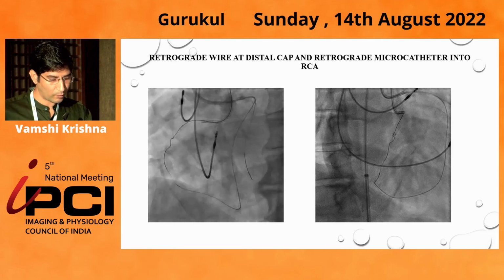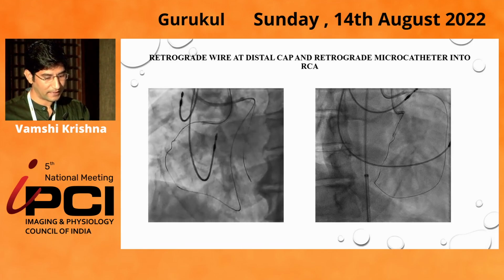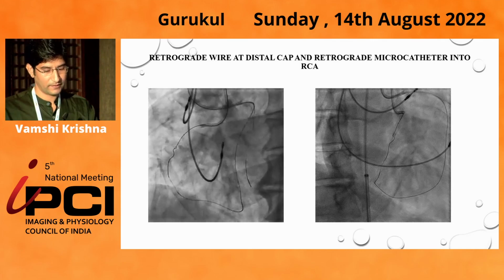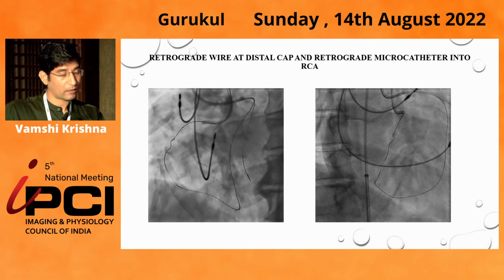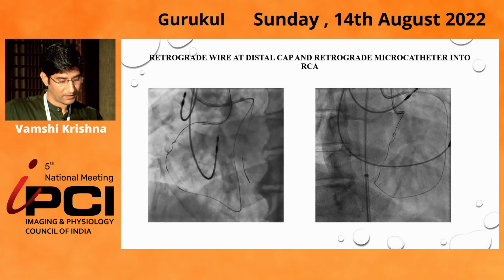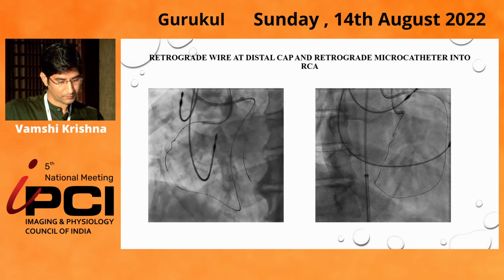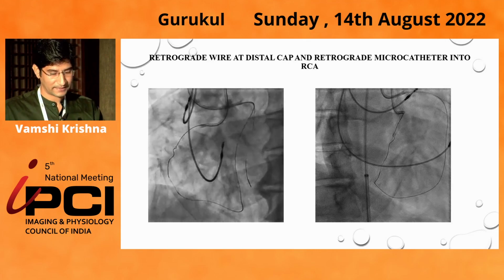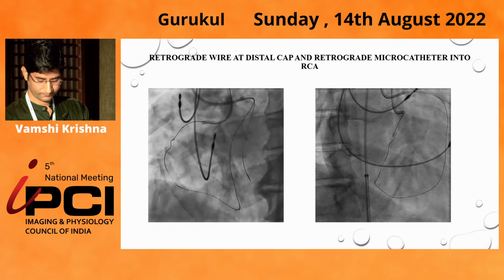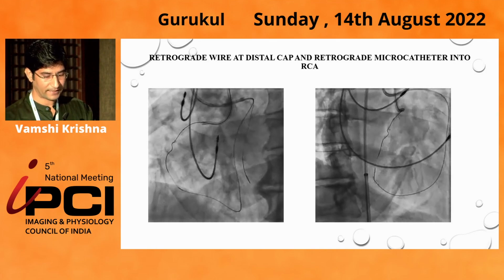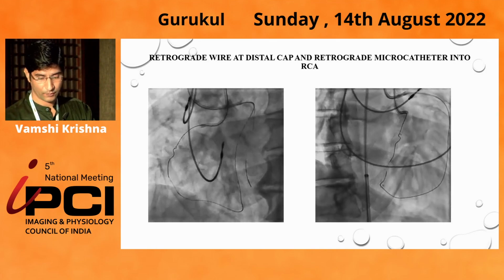Then the retrograde wire was kept at the distal cap, with a retrograde microcatheter into the RCA. We took a Cyan Blue wire with Caravel microcatheter support, and placed it in the retrograde space at the distal cap as a marker. We confirmed it in both the LAO and RAO views.